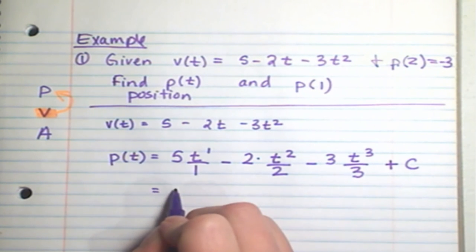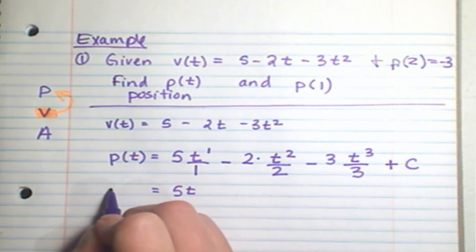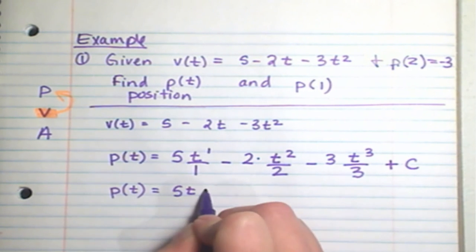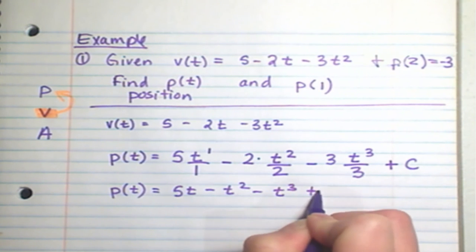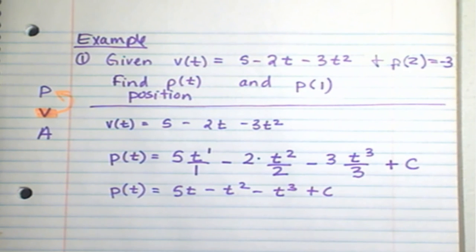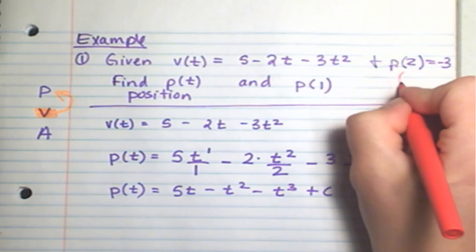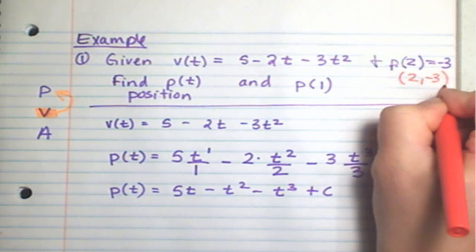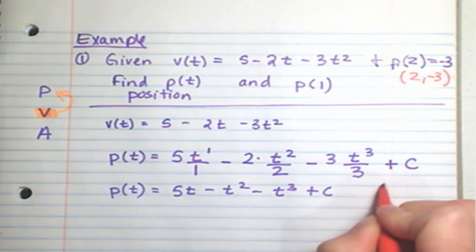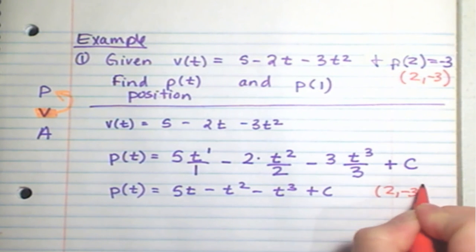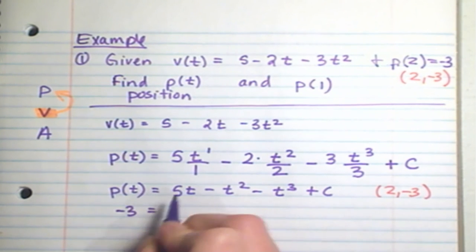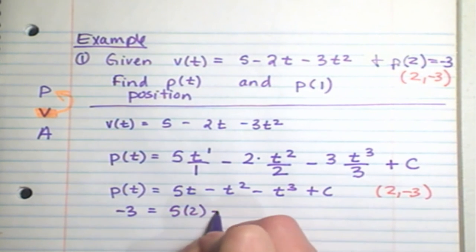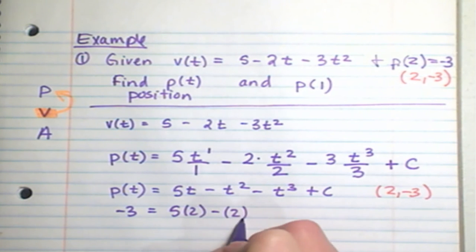Okay, so before I move on to this initial condition, which is a point on the original graph, I'm going to simplify and rewrite this a little bit neater. So this right here is an XY point on position. These two things go together. So I'm going to plug in 3 for the Y coordinate and 2 for the X, or the T.